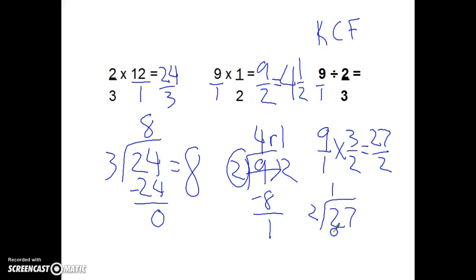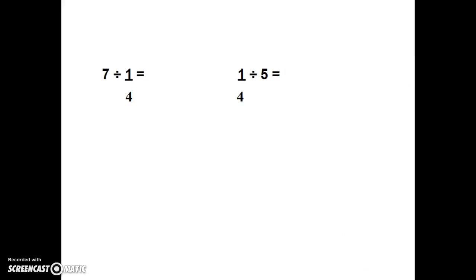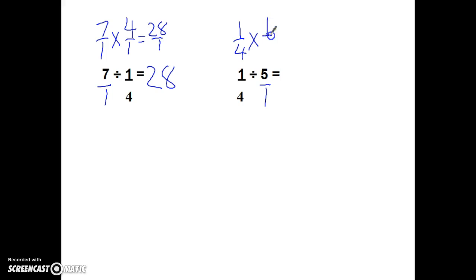2 is going to go into 2 one time. Bring down my 7. Goes 3 times, which is 6. Remainder 1. He's coming over there. So I have 13 and 1/2. Remember, keep, change, flip. So we got 7 over 1 times 4 over 1. It's going to equal 28 over 1, which is just plain old 28. Keep the first one, change my sign, flip the second one. I've got 1 over 20.